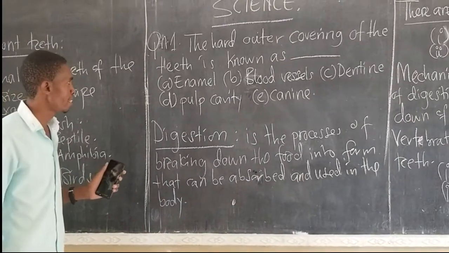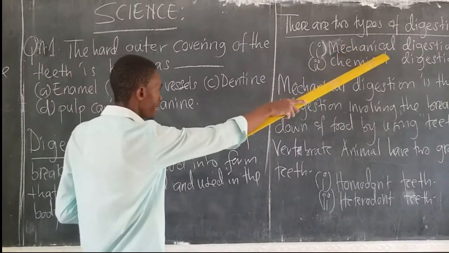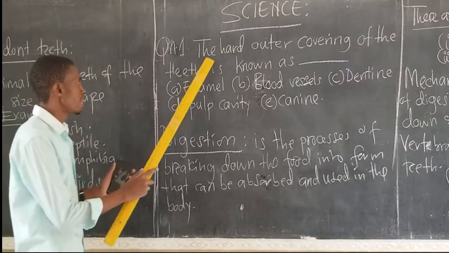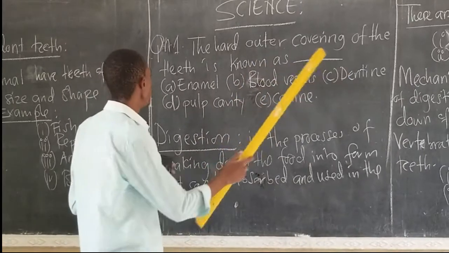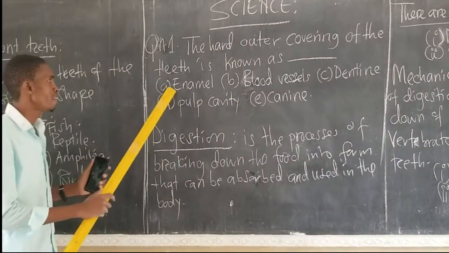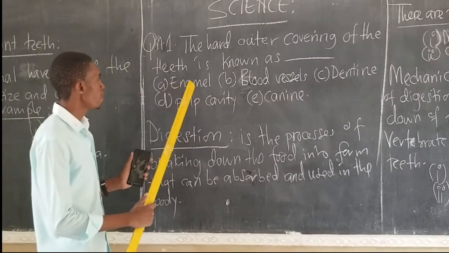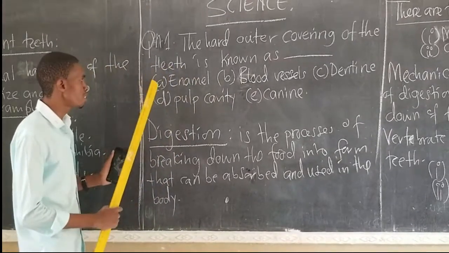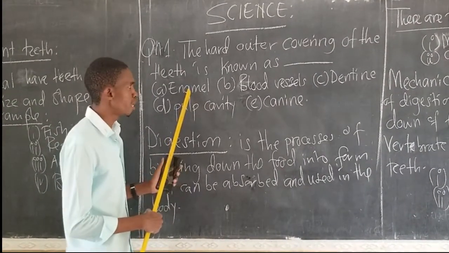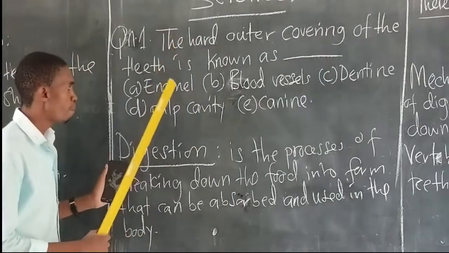So according to the explanation of this part of the digestive system, the mechanical digestion, that is the breaking down of food by using teeth, we get the answer to this question. The question says that the hard outer covering of the teeth is known as the dash. We see that the enamel is the hard outer part of the teeth, and it is protecting the inner part of the teeth. So the correct answer in this question is supposed to be enamel, because it covers the inner part of the teeth and its function is to protect the inner part of the teeth.